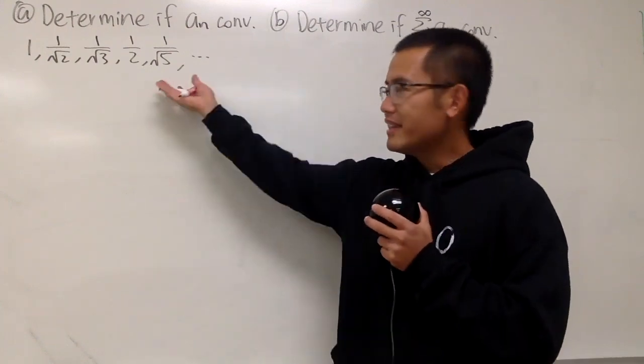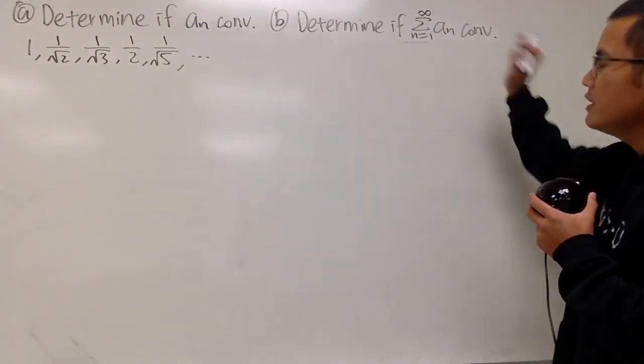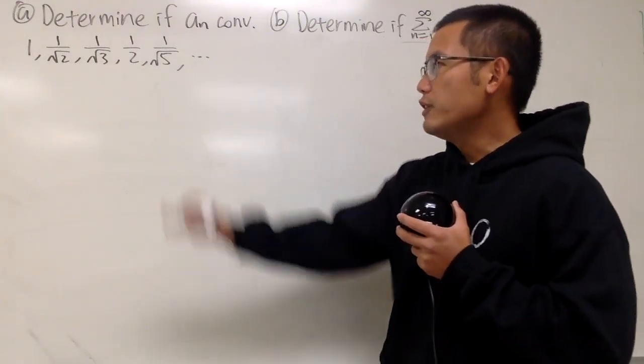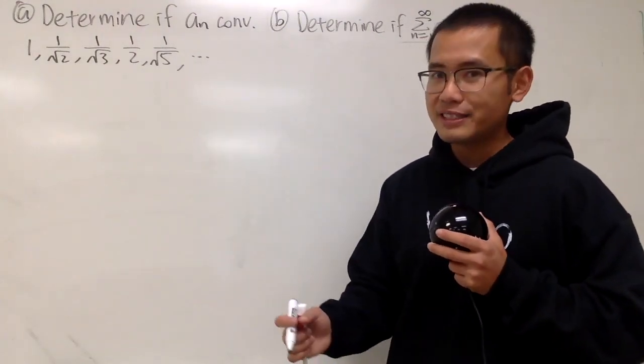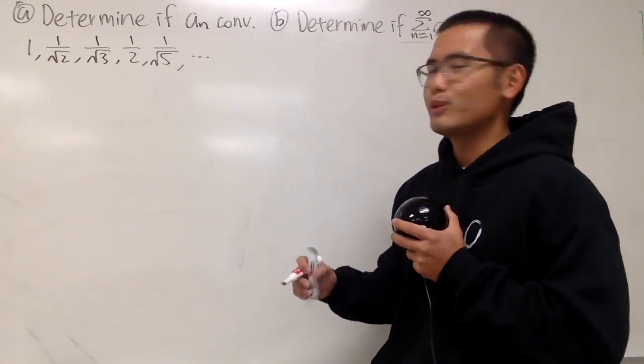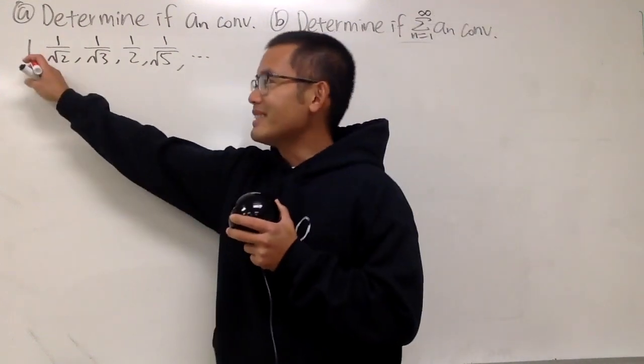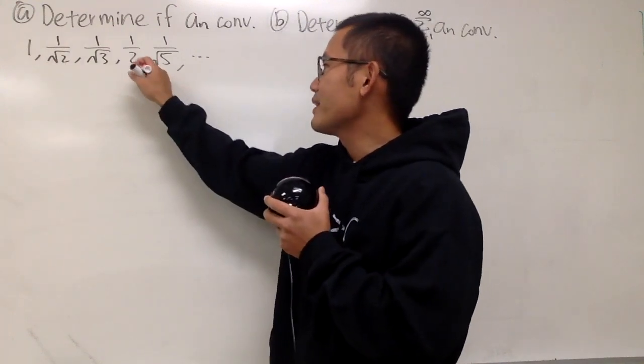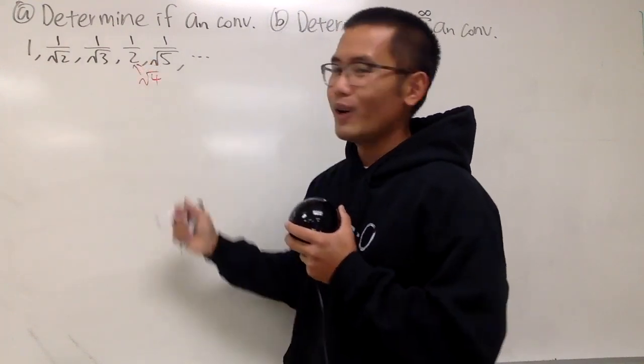Okay, we are going to see if an converges or not, and then we'll see if the infinite series of an converges or not. So here we go. Everybody has a 1 on the top. That's nice. And everybody seems to have a square root on the bottom. Yes, this right here is the same as 1 divided by square root of 1. And this 2 right here is the same as square root of 4.